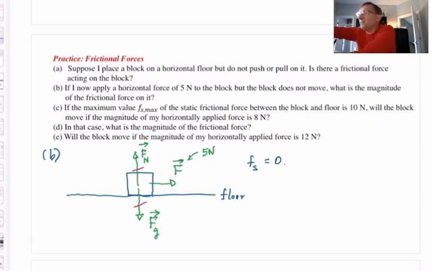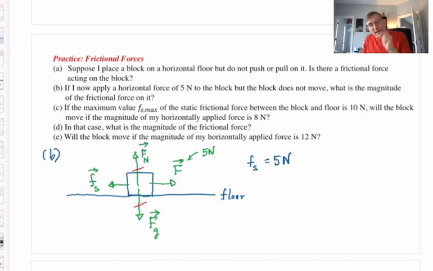That means its acceleration is 0. That means the net force on it must be 0. So something has to balance that applied force to the right. And of course it has to be very specific, the static frictional force, little f sub s. And now the magnitude of f sub s is not 0, but it exactly balances the magnitude of the applied force, so it's 5 newtons. Okay? Nothing more to it than that. Now let's go on to C.